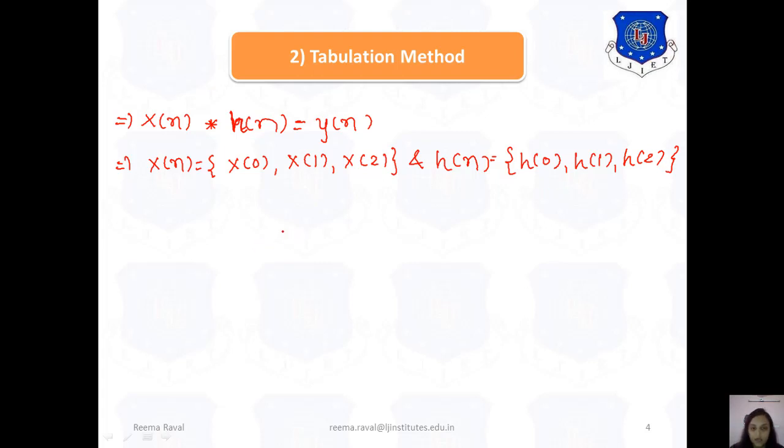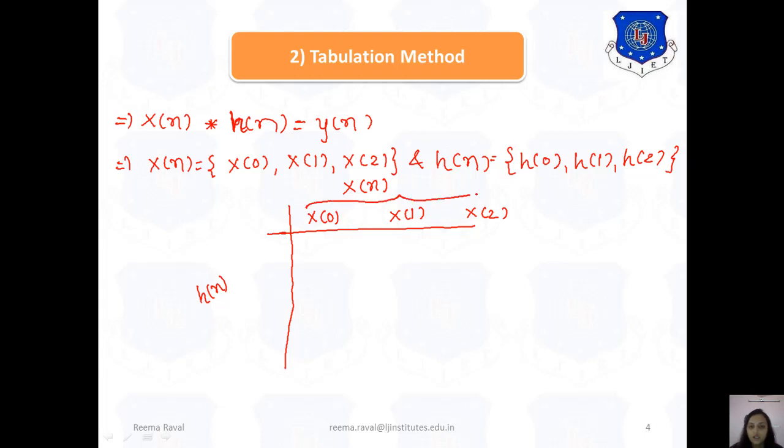Now in the tabulation method, all you need to do is make a table like this, in which in the horizontal part there will always be x of n, and here there will always be values of h of n. That means here it will be x of 0, x of 1, x of 2, so in the horizontal part you will place x of n. Vertically we are going to place values of h of n, that is h of 0, h of 1, h of 2, right?